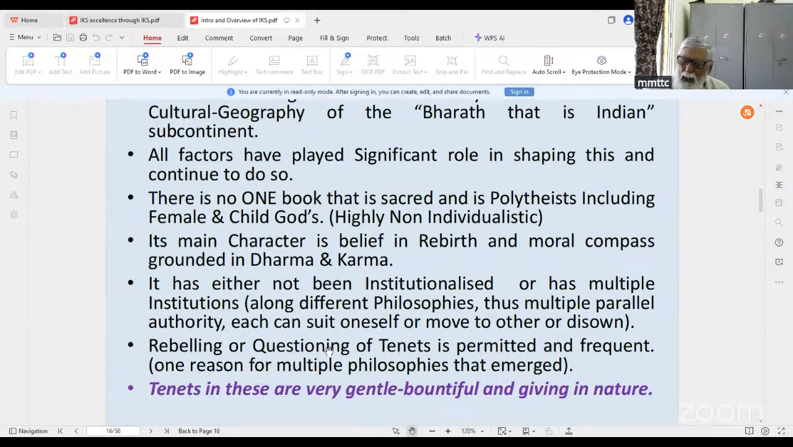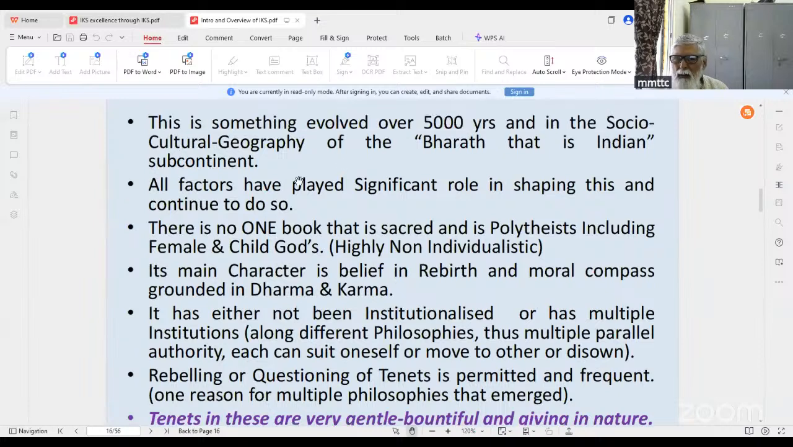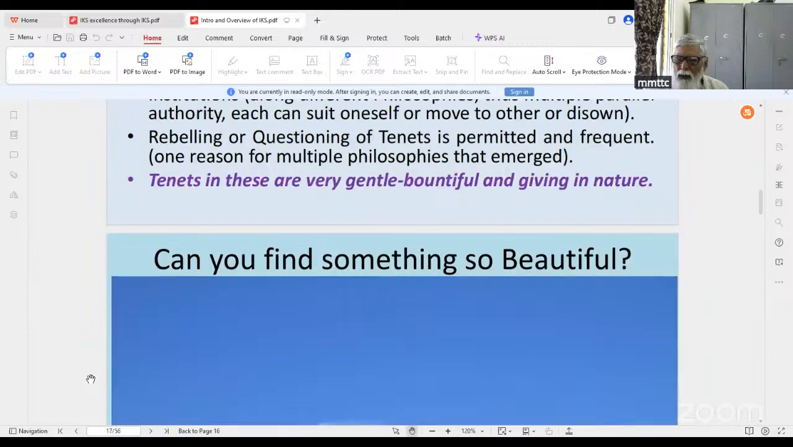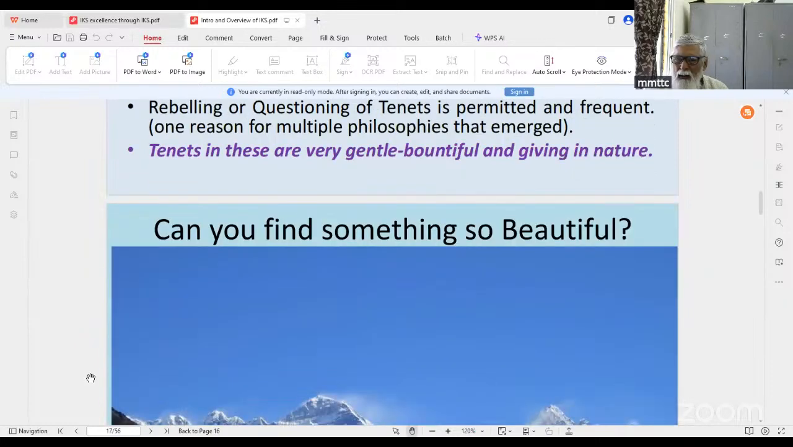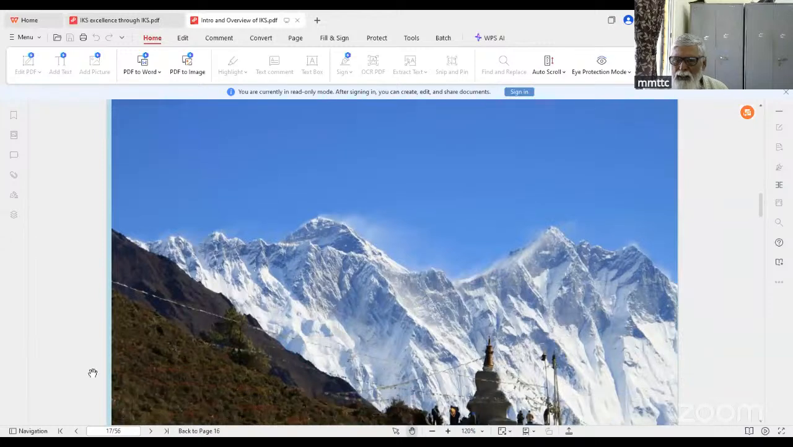If I don't like the color of the god, I can find another god whose color I like, right? The tenets in these are very gentle, bountiful, and very giving in nature. They are not acquiring in nature, they are not very harsh. That is because the socio-cultural geography in which this evolved was bountiful. It's not like the desert where there was no water, there are no trees, so you can't have Anamahotsav. And you can see how this has been influenced. These are the kind of visions with which the Indian knowledge system evolved.